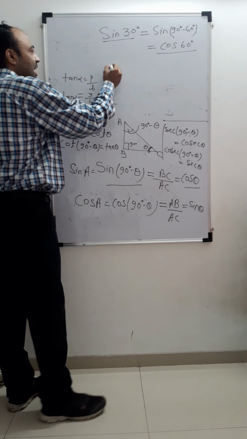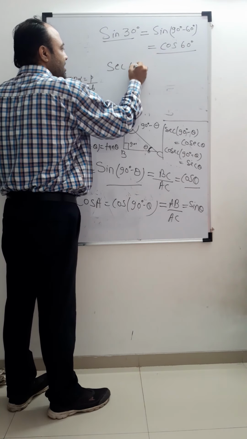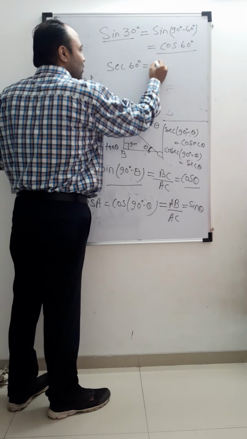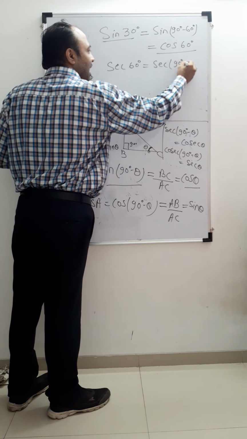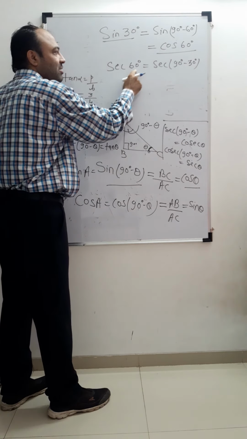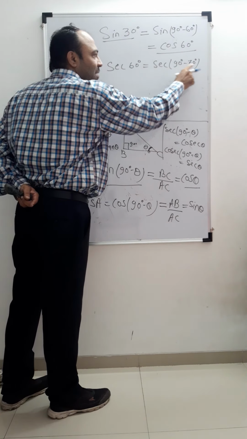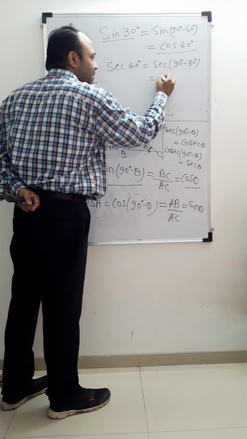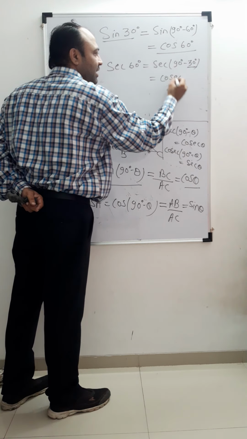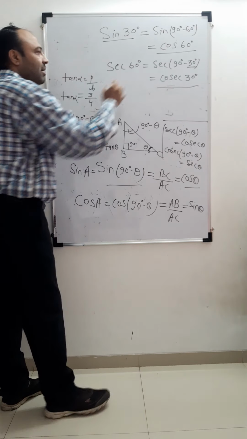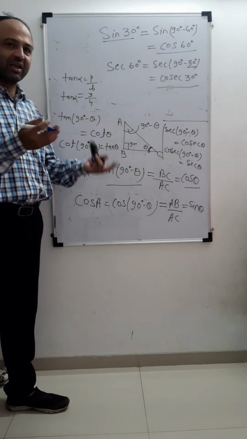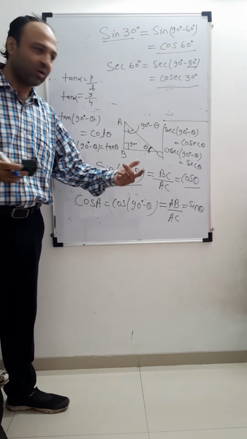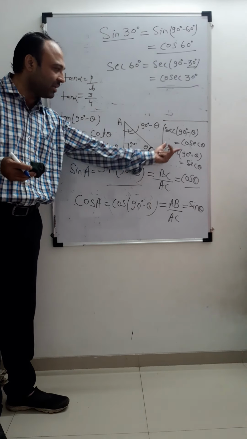Let's say we have sec 60 degrees and I would like to write it in terms of cosec. Sec 60 we can write as sec of 90 minus 30, since 90 minus 30 is 60. And sec 90 minus theta becomes cosec theta, so this is cosec 30 degrees. Clear here? So the conversion sine to cos, cos to sine, tan to cot, cot to tan, sec to cosec, all are possible if you remember this relationship.